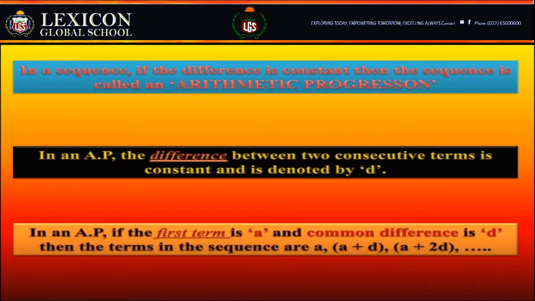If I have an AP, that means an arithmetic progression, is given to me, then the first term is labeled as A and the common difference is labeled as D. And the sequence will be in this order. That means A, comma, A plus D, comma, A plus 2D, and so on. Let us now start solving our exercise to make things more clear.